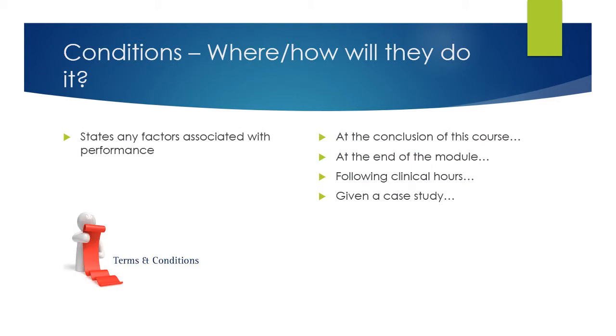Moving on to the next part of our objective recipe: the conditions. Where or how will students be able to perform the action that you've indicated with the performance verb? By using a condition, you state any factors that are associated with performance. These are the general statements that you might see at the beginning of a list of objectives, for example, at the conclusion of this course, or at the end of this module.